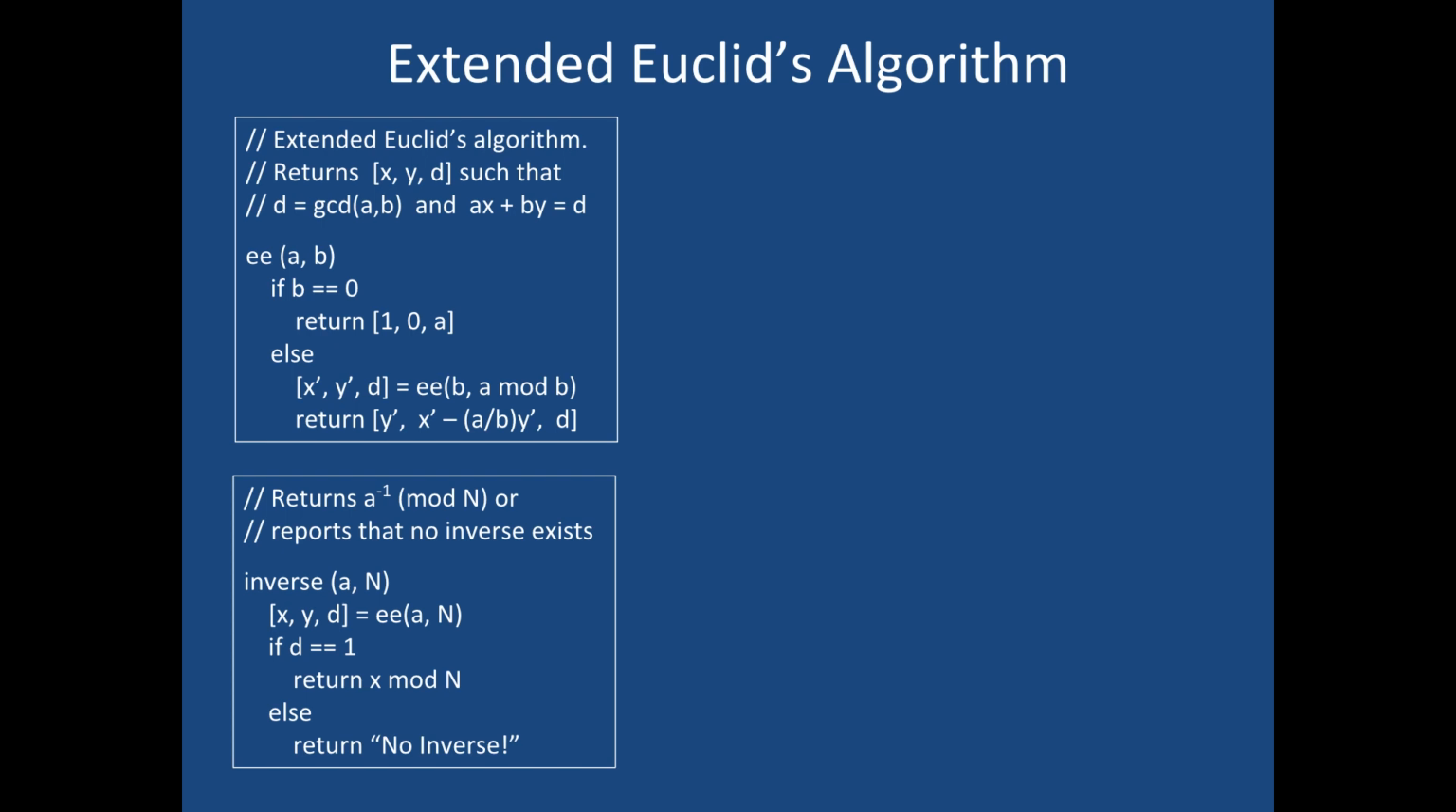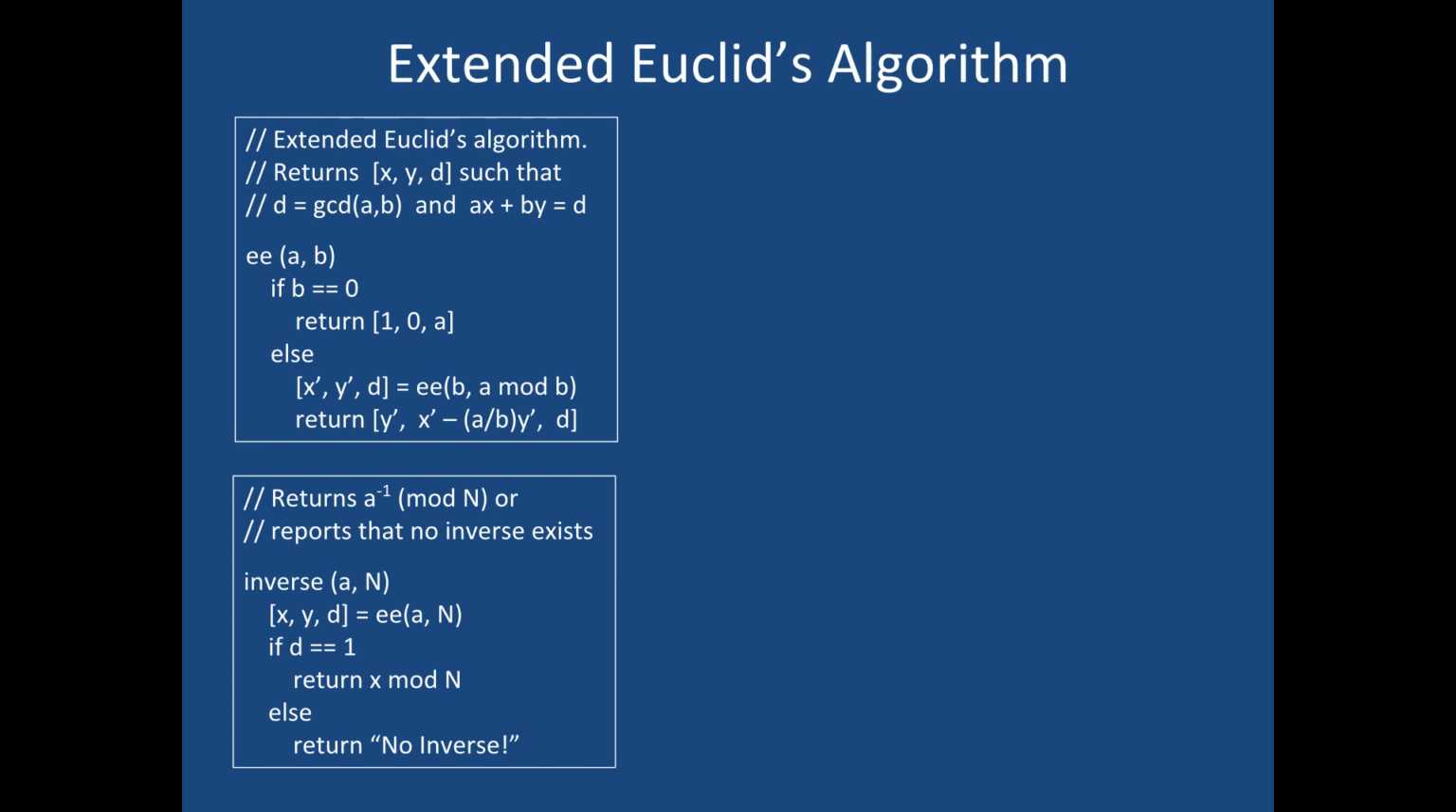Yeah, it returns 3 things. What 3 things would it return? 7, 0, 1, 0, 7. So it's saying the GCD is 7, and that 1 times a plus 0 times b is 7. And that's true. A was 7 and b was 1.